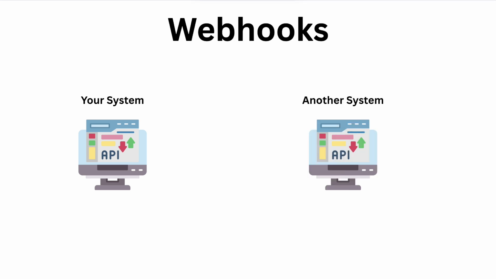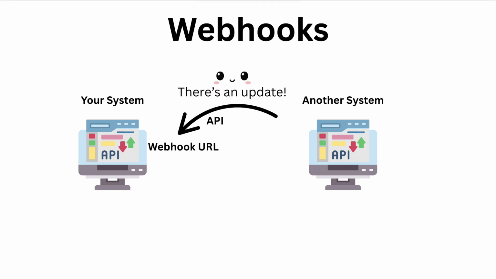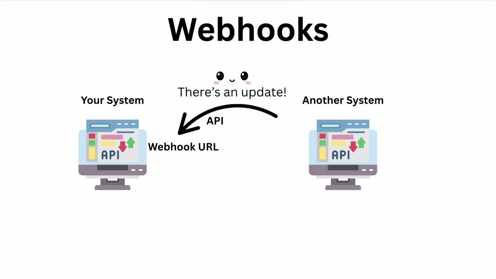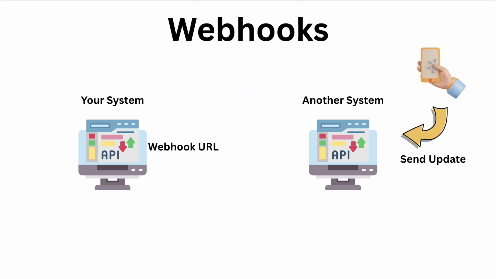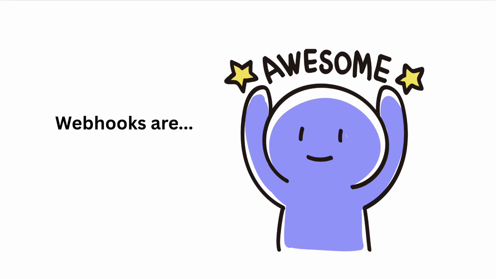Now let's talk about webhooks. Webhooks flip the pattern. Instead of you checking, you set up a URL and the other system notifies you when something happens. So now your application gets notified only when there's actual data to process. No more asking over and over. It just reacts when needed. Webhooks are more efficient because they only trigger when needed, and they let your system react in near real time.